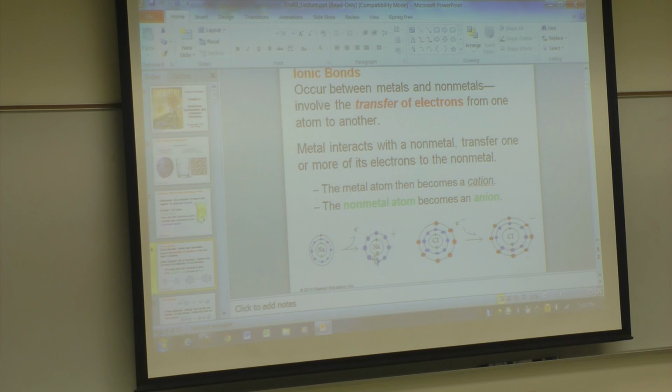which consists of the metal, sodium, and the chloride ion to form sodium chloride, table salt. Metal interacts with a non-metal, and the metal atom becomes the cation, and here's sodium with 11 electrons. It loses 1 electron and becomes sodium plus, while chloride accepts the electron, a non-metal atom, and becomes the negatively charged anion.